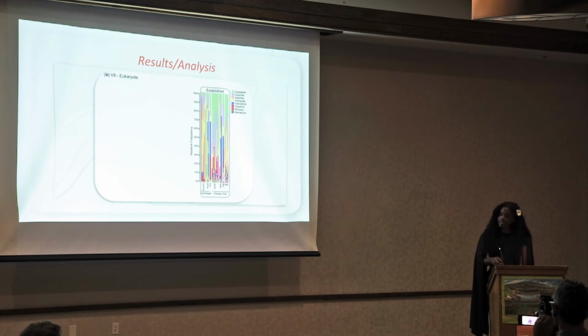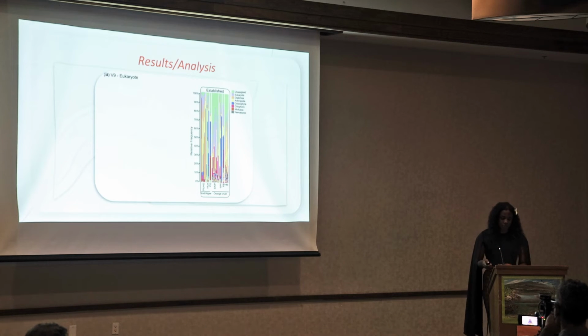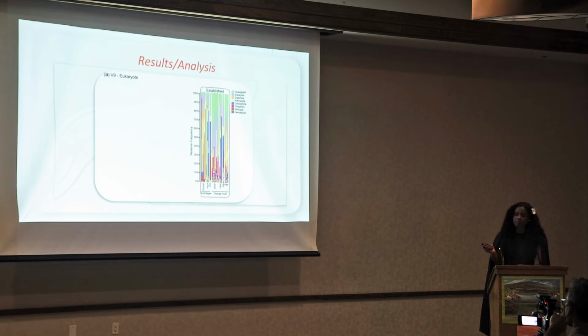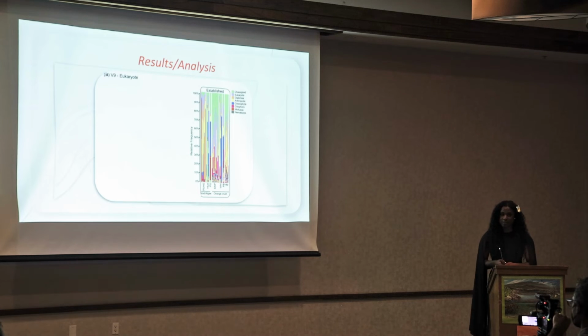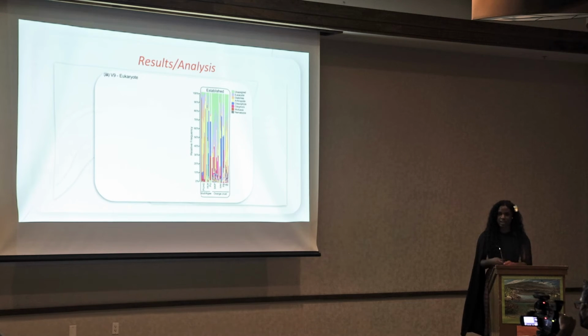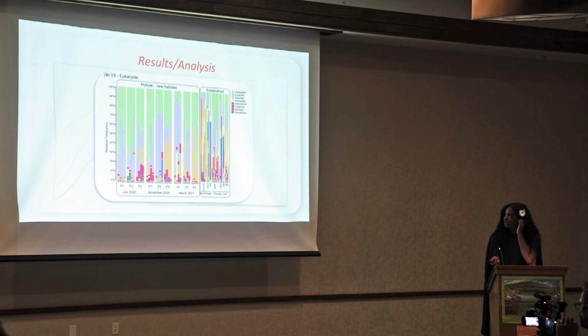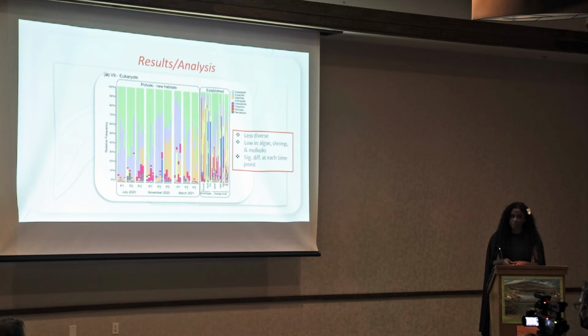And then if you're looking at the actual composition makeup of these, you can see that there's a lot of diversity amongst eukaryotes within the established ponds. As we talked about today, different things like mollusks and the shrimp that are present make up a high diversity. But within these new ponds, they're very low in diversity in terms of the eukaryotes.